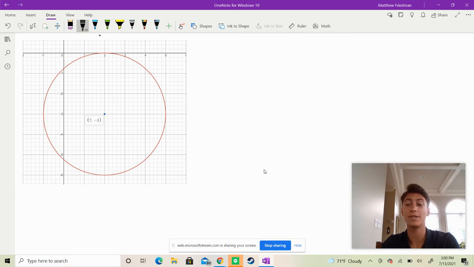Today we're going to be going over circles in a graph and some common SAT problems involving circles. So first, let's start by going over the basics of a circle. When it's in a graph, what is it?